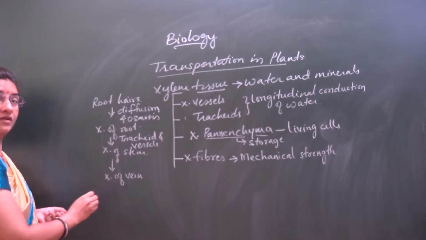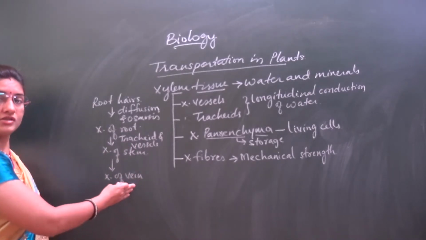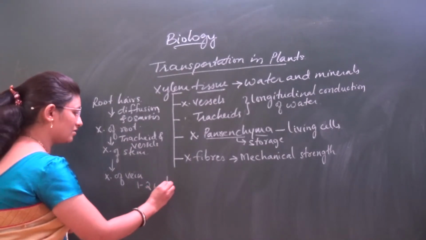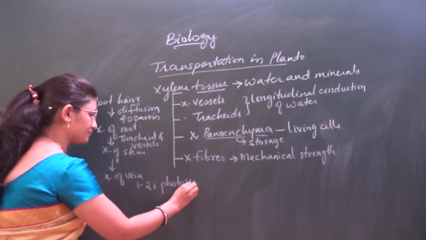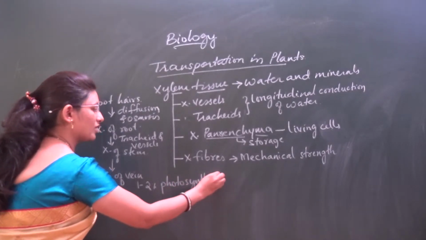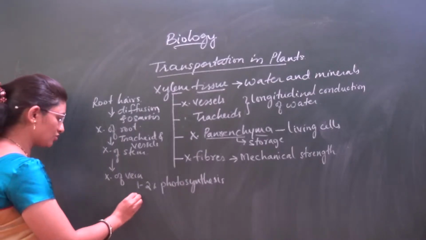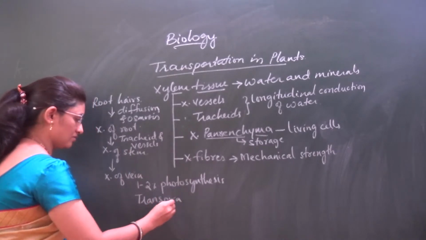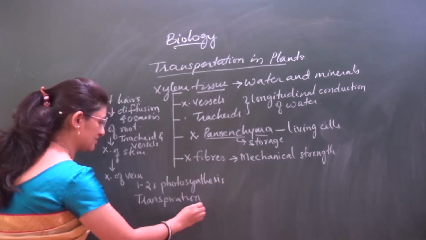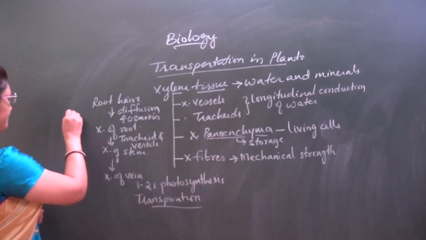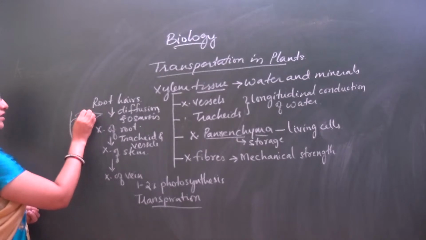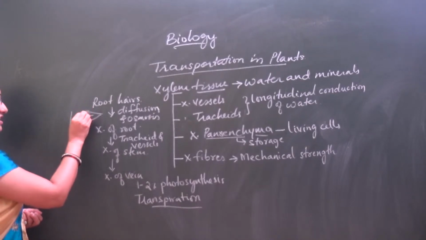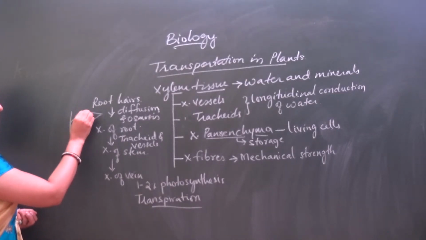tracheids and the vessels. Further, when water reaches the leaves, 1 to 2% of the water is utilized for what? For the photosynthesis process. Most of the water is transpired. So loss of water also takes place. Excess water, when it is present, undergoes the process of transpiration. What happens? The water from this region of the leaf has been vaporized, the transpiration has been carried out, and this area becomes vacant.